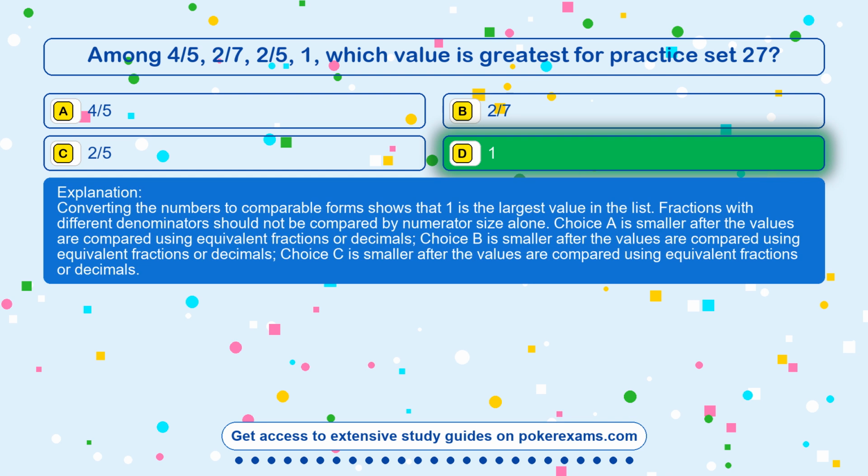Converting the numbers to comparable forms shows that 1 is the largest value in the list. Fractions with different denominators should not be compared by numerator size alone. Choice A is smaller after the values are compared using equivalent fractions or decimals, choice B is smaller, and choice C is smaller as well.